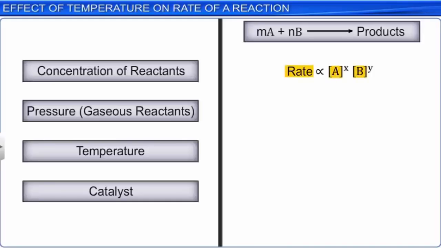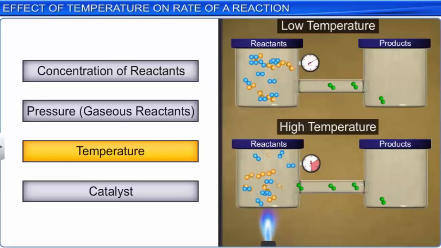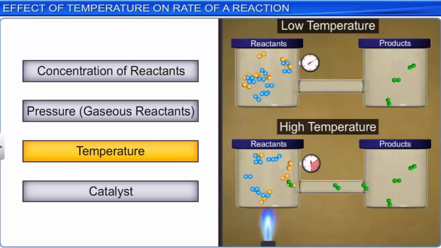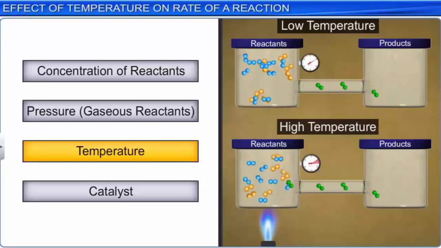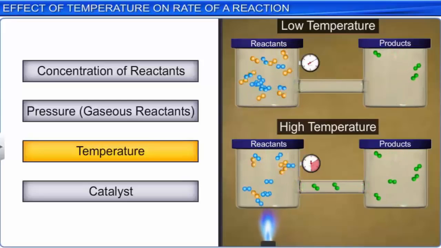We know that the rate of a reaction depends on the concentration of its reactants or on the pressure in case of gaseous reactants. Along with concentration or pressure, temperature also has a major effect on the rate of a reaction. It has been observed that generally rate of reaction increases with an increase in temperature. Also, it has been found that an increase of 10 degrees Celsius in temperature doubles the reaction rate.